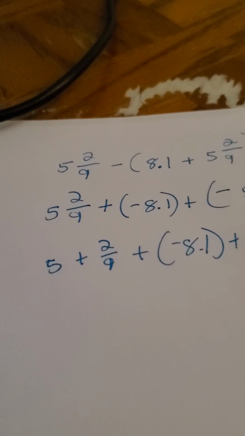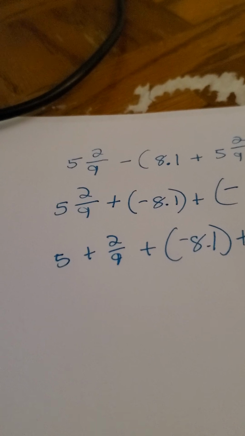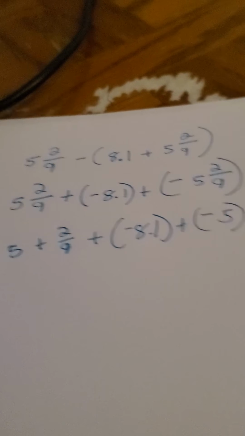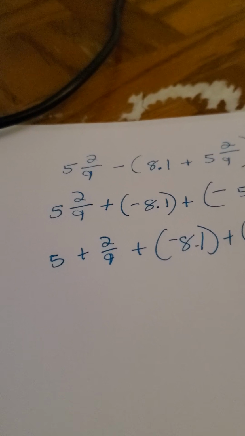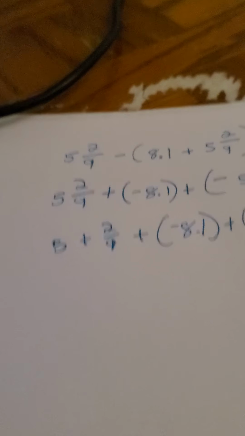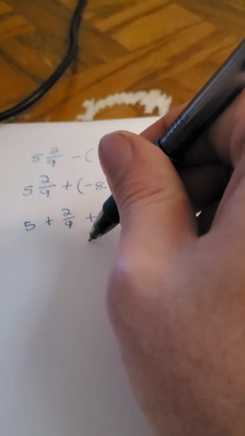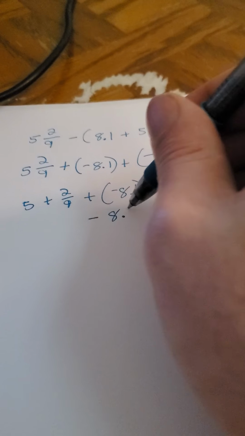But let's just go back to the last step. We have 5 and 2/9 plus a negative 5 and 2/9. Those just cancel each other out. So you're left with negative 8.1.